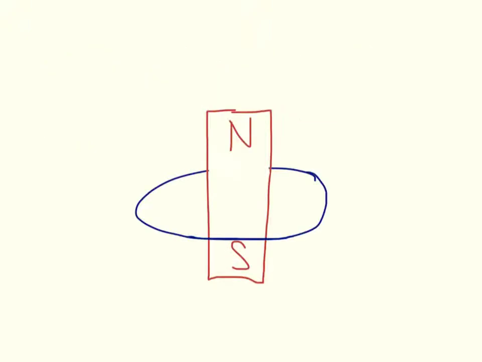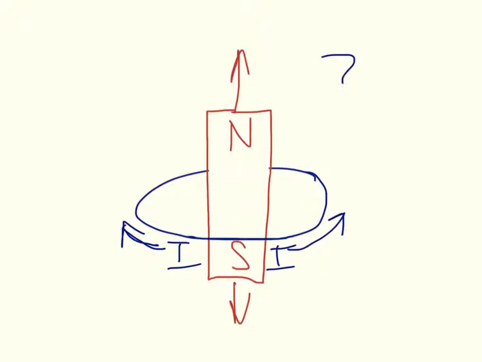Let's say you have a simple bar magnet and you put a wire loop around it like this. Nothing too exciting is going to happen. But let's say you get a little bit crazy and start waving this magnet up and down. All of a sudden you'll see that a current is induced, either clockwise or counterclockwise, in this wire. This is very strange. This is called electromagnetic induction.